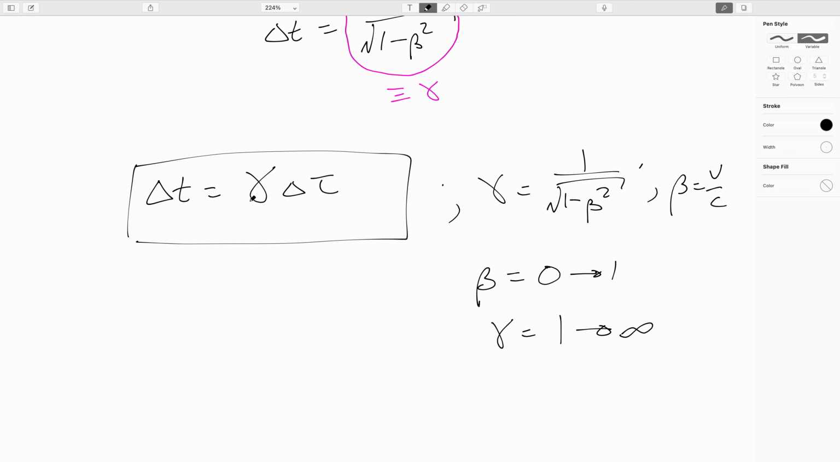So what does this mean? This means that in any frame where something is seen as moving, the time between two events is longer than in a frame where it is seen as stationary, because this is the proper time interval, where it's stationary. This is the dilated time interval, seen where it's moving. This even corresponds to things like the ticks on a watch. The mnemonic that people use to keep straight which is which is to say that moving clocks run slow.